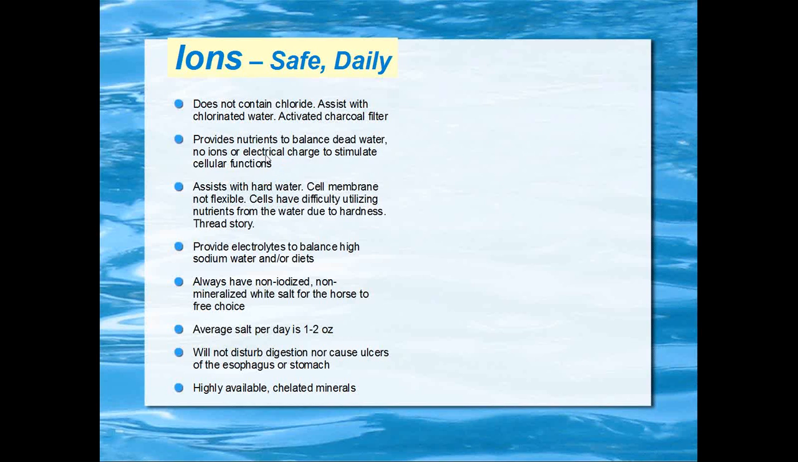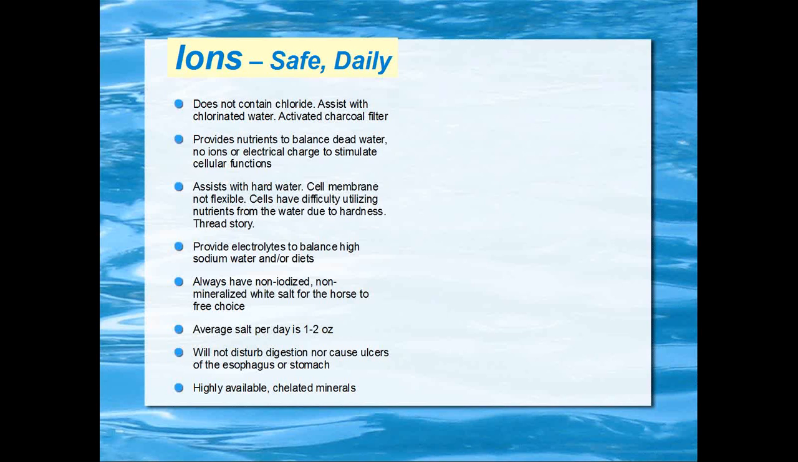Ions will provide nutrients if your water is what we call dead water, and that means there are no ions. Ions are what provide our electrical charge to stimulate cellular functions. We can look at the ion content of your water and see if there's any ionic potential there. And if there isn't, where it's just plain dead water, we add ions. At the cellular level, the ions will help perform the movement of nutrients with those electrical positive and negative charges.